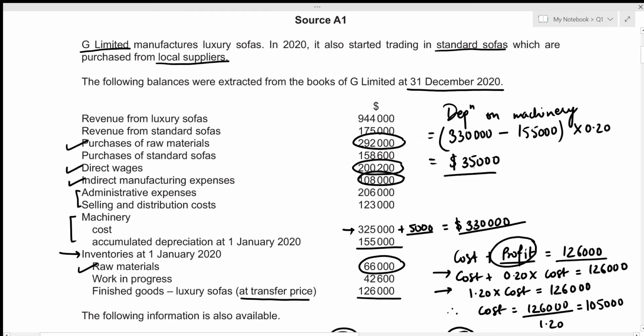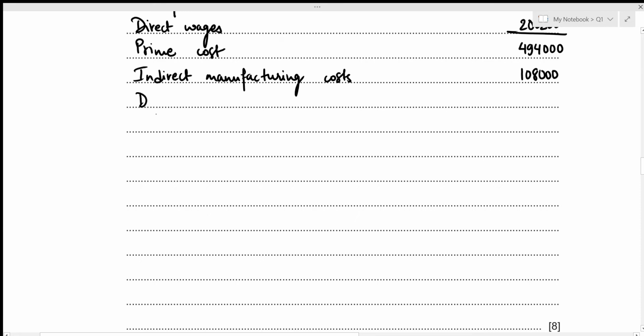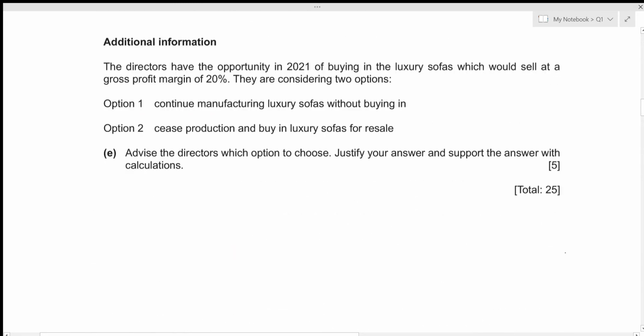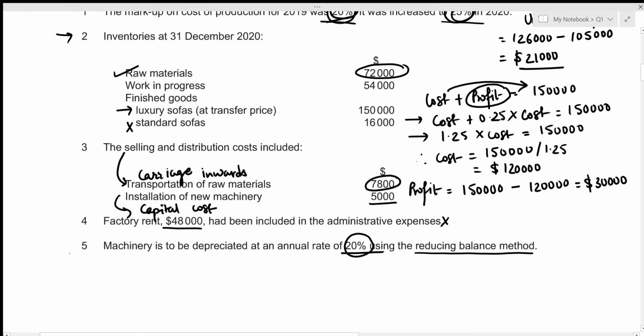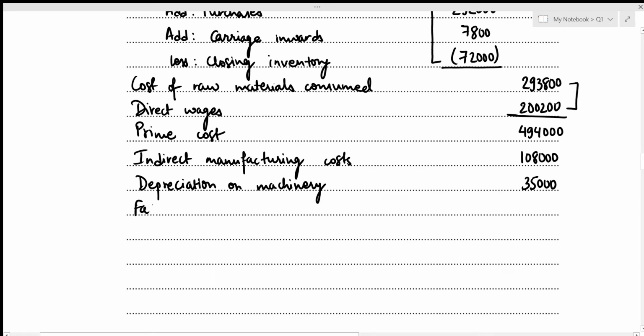So we need to include this in our factory overhead section. Let's do that. Depreciation on machinery, and it amounted to 35,000. So let's have a look at the above information to see if we missed any other indirect costs. So we are done with the fifth information. For the fourth one, we have factory rent. So that's obviously an indirect cost associated with the factory, we need to record this in our factory overhead section. So let's do that. The factory rent is 48,000.